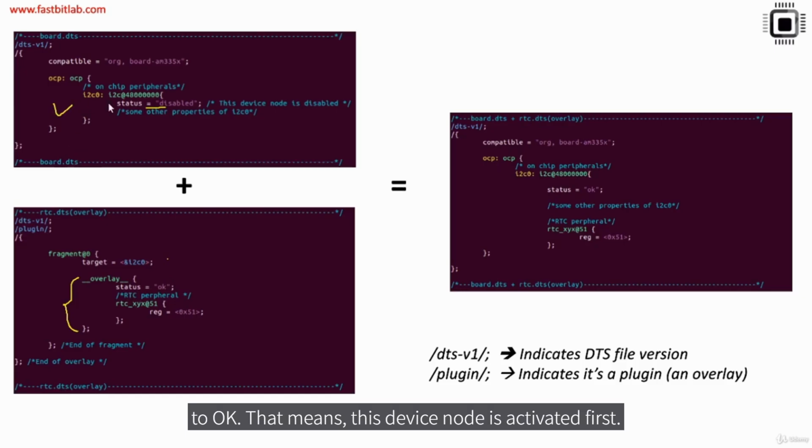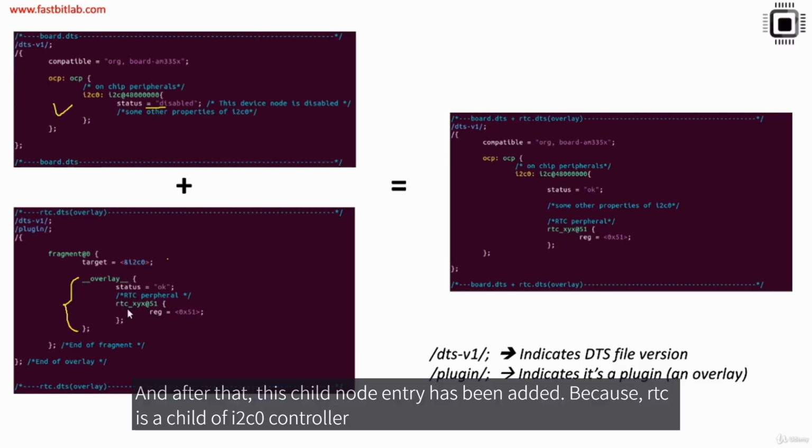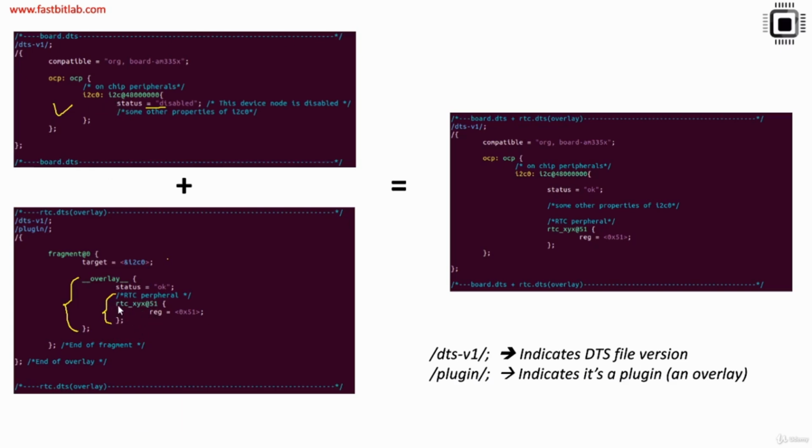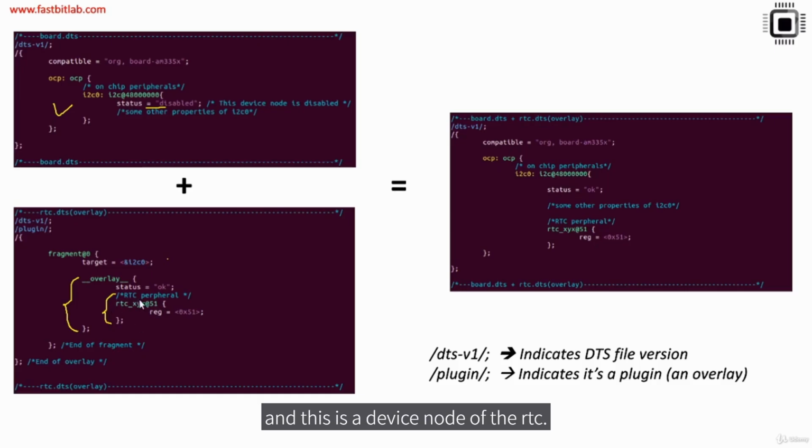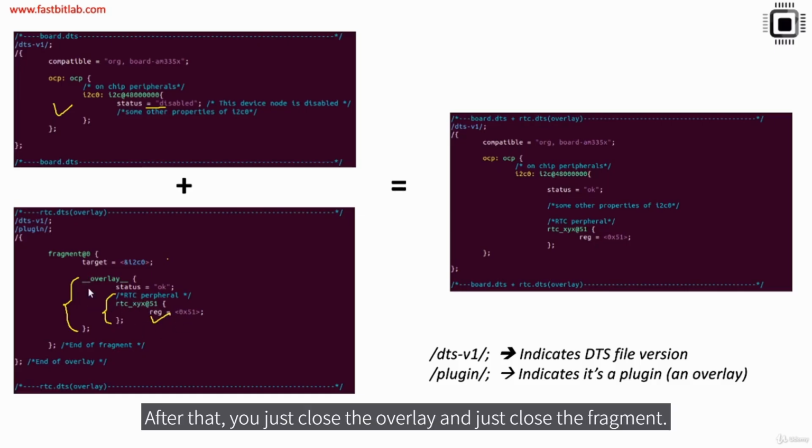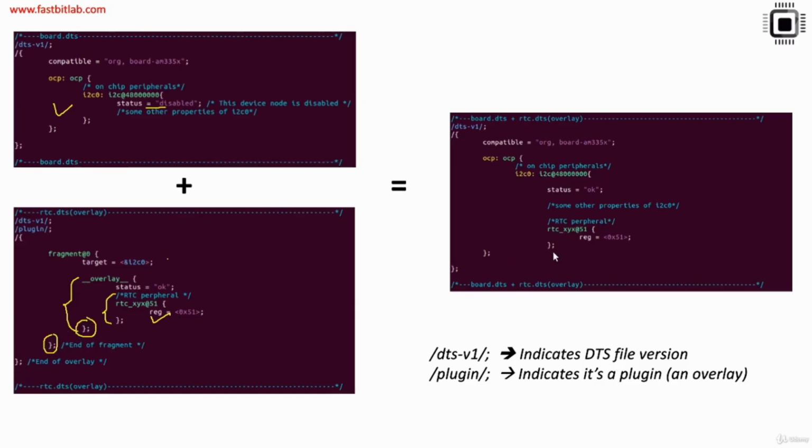That means this device node is activated first, and after that this child node entry has been added, because RTC is a child of the I2C 0 controller, and this is a device node of the RTC. After that, you just close the overlay and close the fragment.